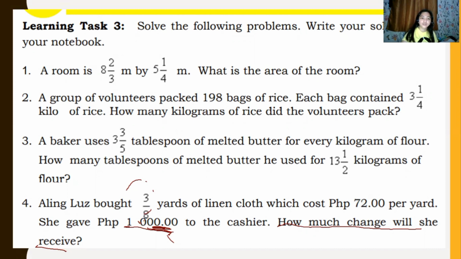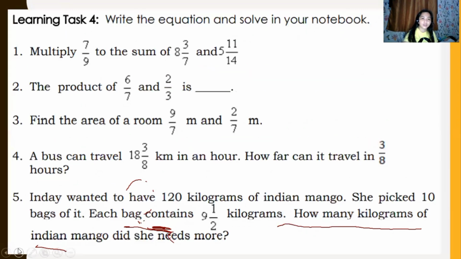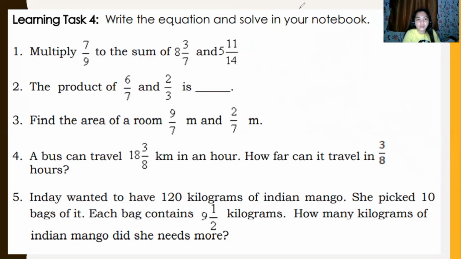Now, let's go to the learning task number 4. Here, in learning task number 4 is write the equation and then solve. Parehas lang naman nung unang ginawa natin. So, here, multiply 7/9 to the sum of 8. Here, in number 1, we have multiply 7/9.